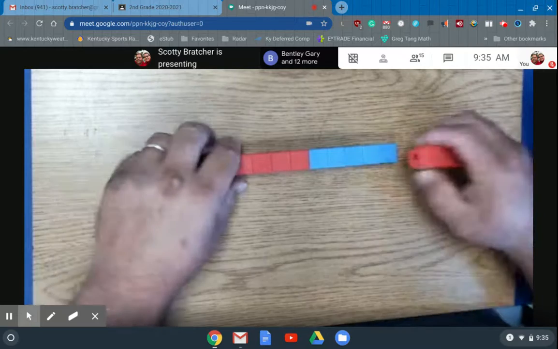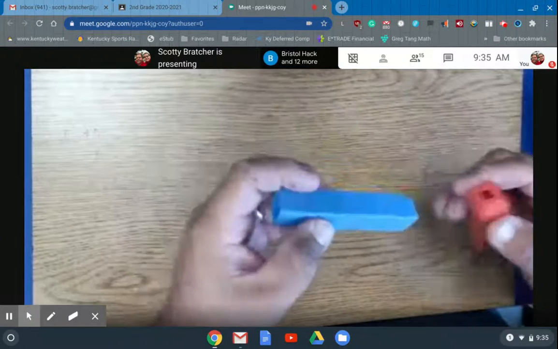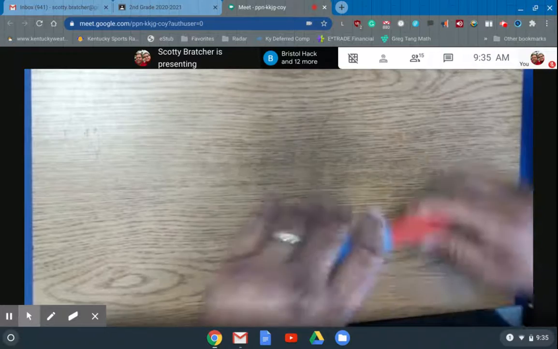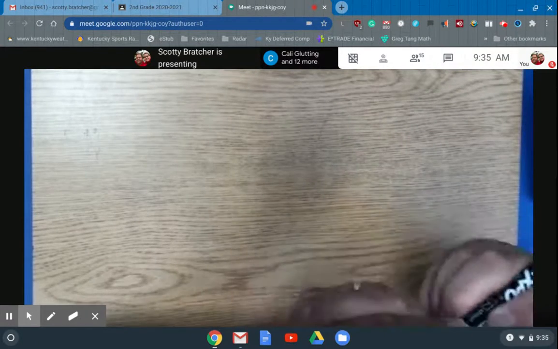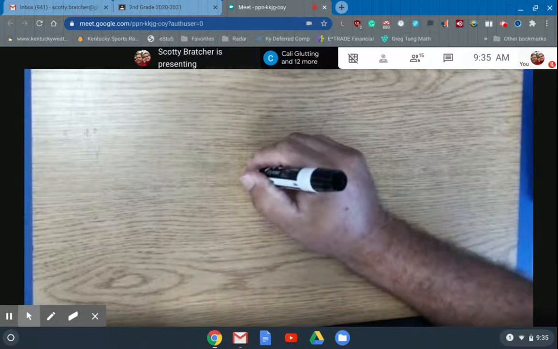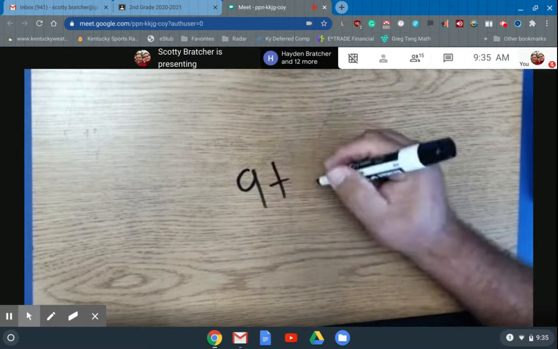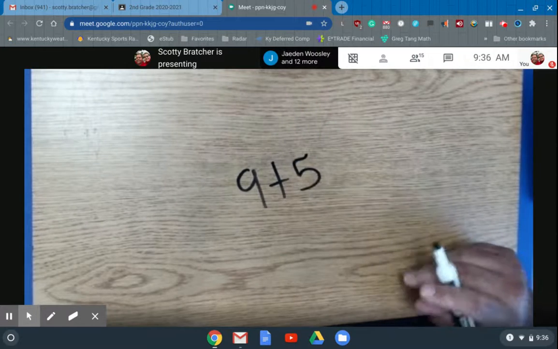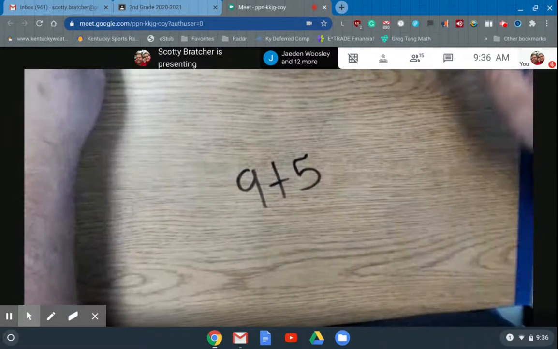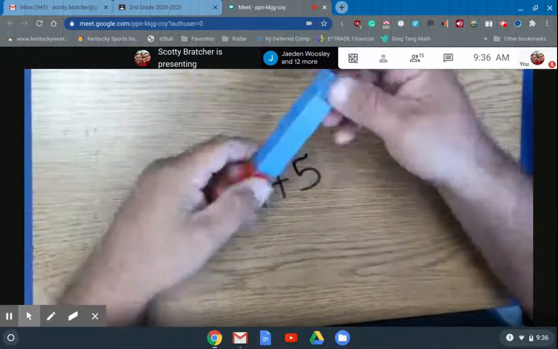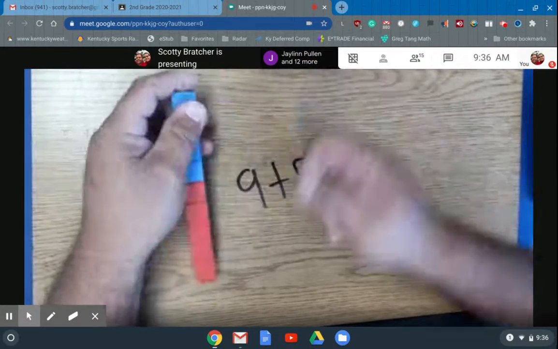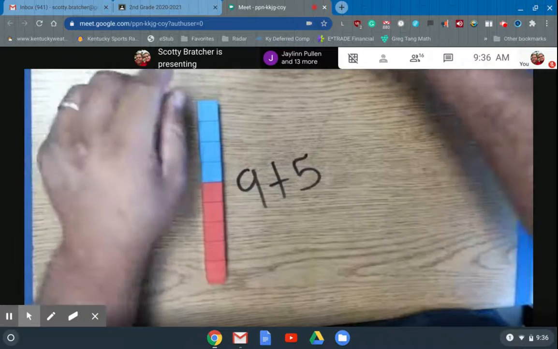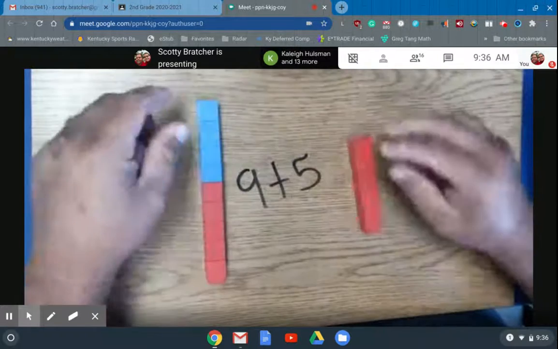But today's lesson on Zern is called Make 10. So let's talk about that. Let's say we had the problem 9 plus, let's say it's 5. So I'm going to take this, and that's a 10, but I'm going to take this one away and put it here. For that's the 9, and this is the 5.